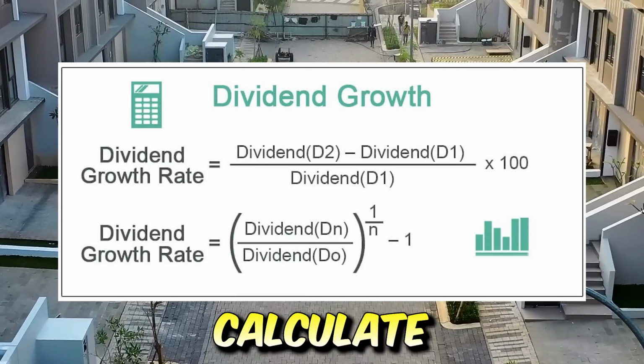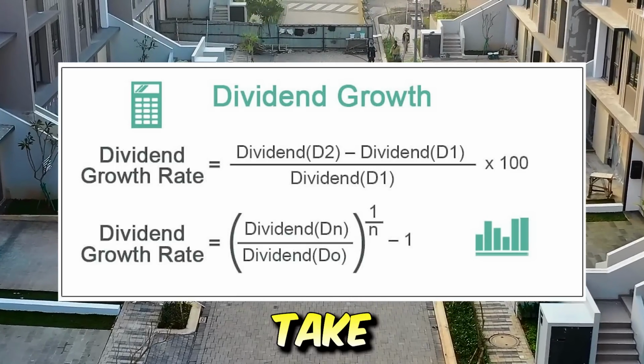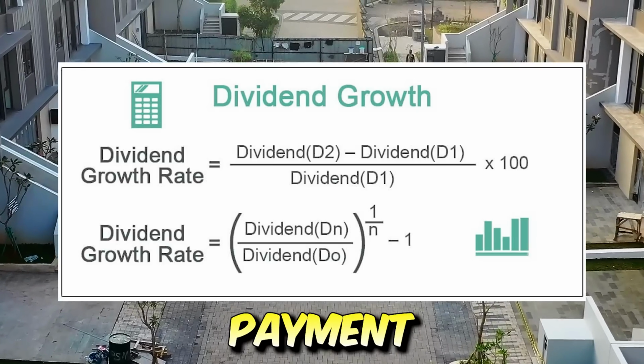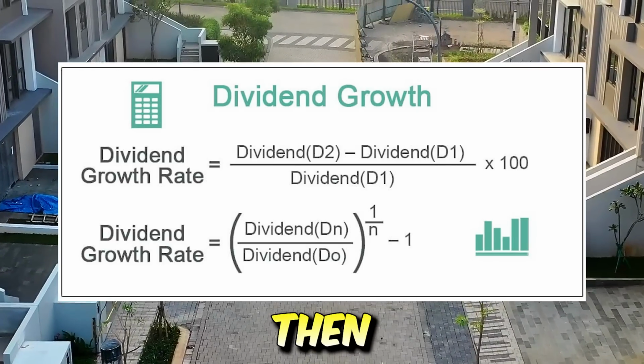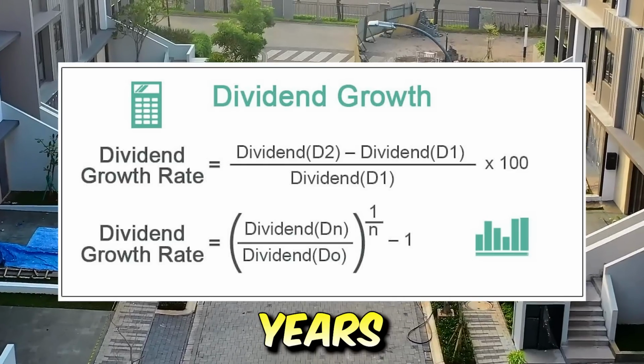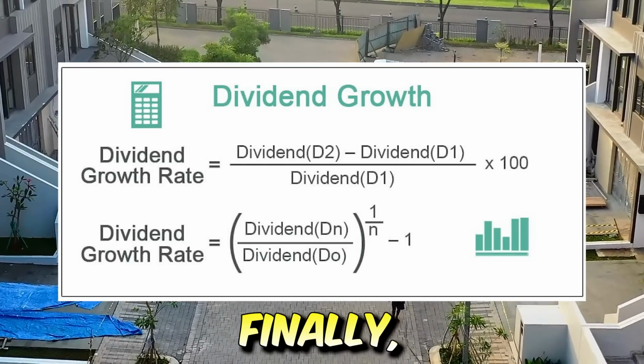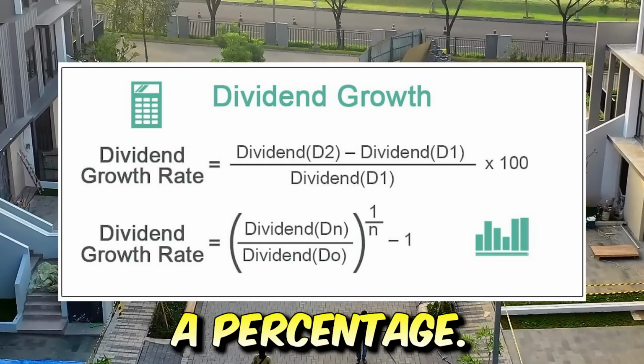Now, if you were to calculate the dividend growth rate, you would typically take the difference between the final dividend payment and the initial dividend payment, divide it by the initial dividend payment, and then divide that result by the number of years in the period. And finally, the result is expressed as a percentage.